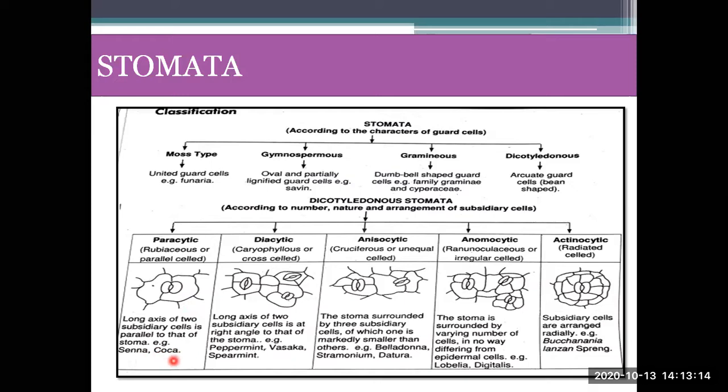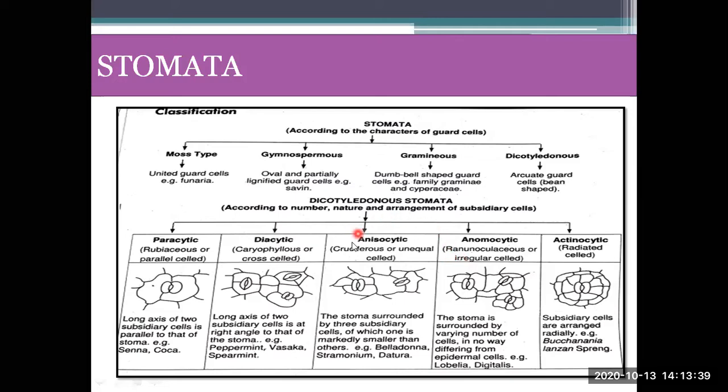So in the parasitic stomata, the long axis of the subsidiary cell will always be parallel to this stoma. Example, Senna and Coca. Diacitic stomata, or Caryophyllus. What is diacitic? Here the long axis of the subsidiary cells will always be perpendicular to the stoma, at right angle to the stoma. In the parasitic they are parallel to the stoma, whereas in diacitic they are perpendicular, or right angle, to the opening. So this was about the diacitic stomata.